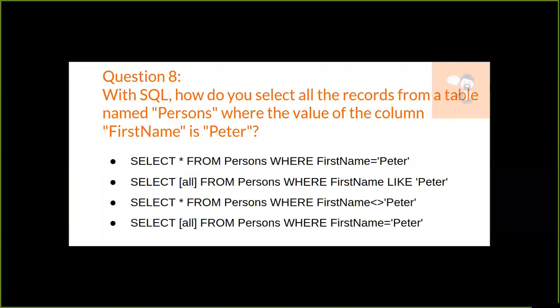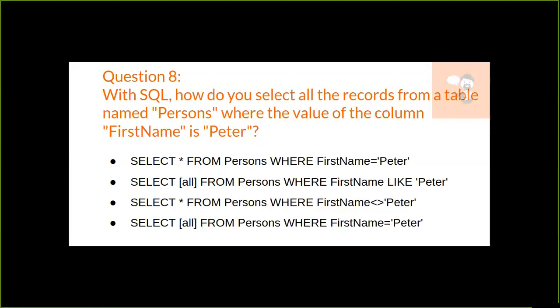Then we have question number 8. With SQL, how do you select all the records from a table named persons where the value of the column first name is Peter? I am repeating, with SQL, how do you select all the records from a table named persons where the value of the column first name is Peter?